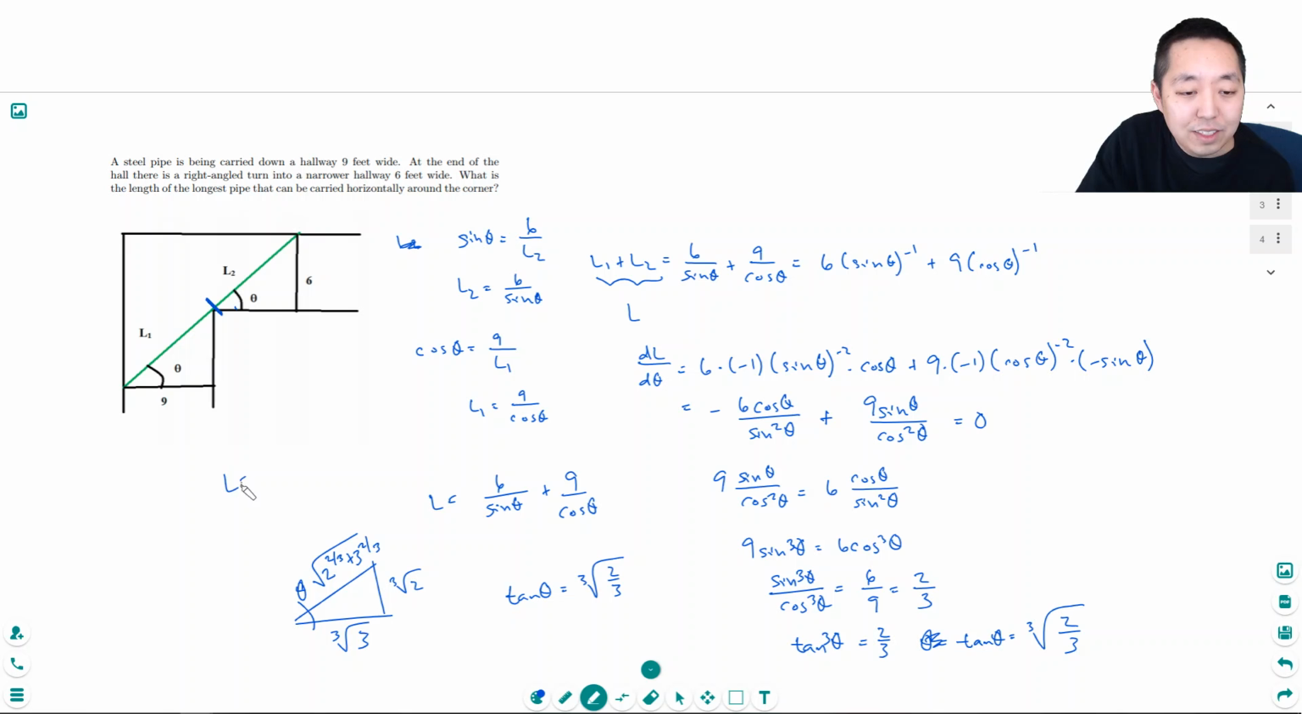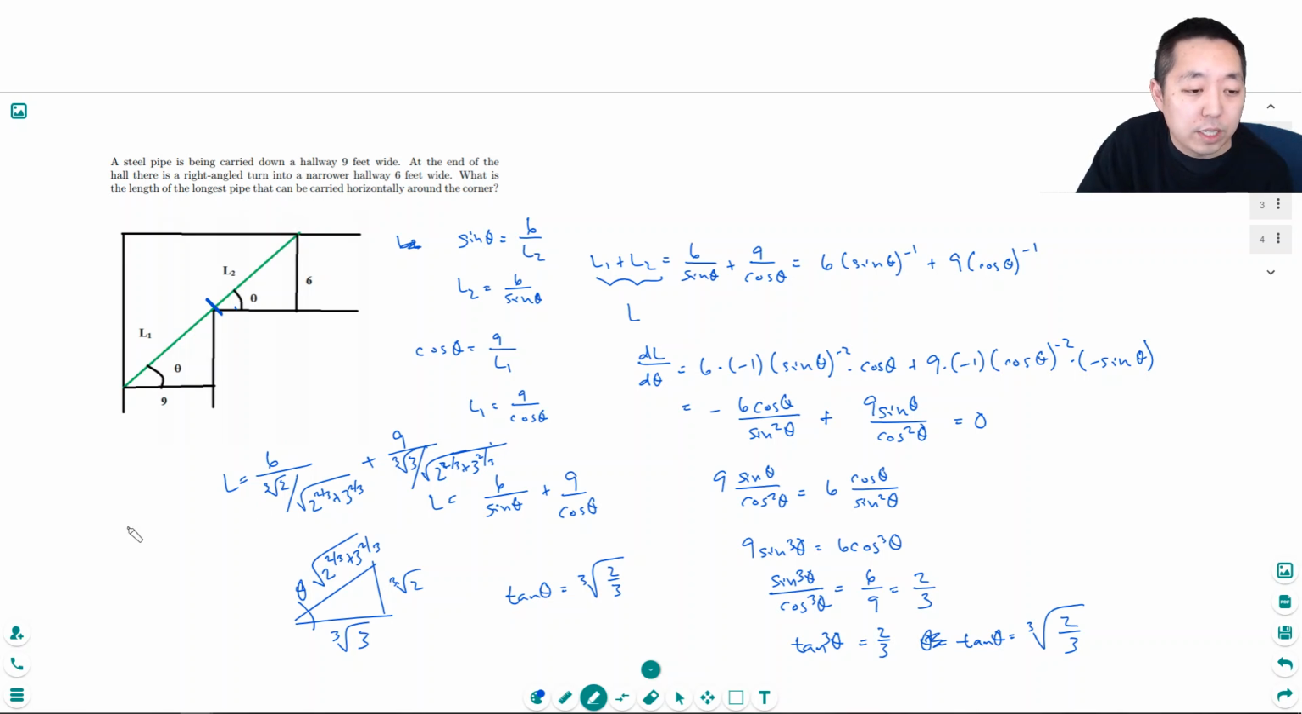So L is 6 over sine of theta. Sine would be opposite over hypotenuse, so it'd be cube root of 2 divided by the square root of 2 to the 2/3 plus 3 to the 2/3, plus 9 over cosine of theta, which would be adjacent, cube root of 3, over the square root of 2 to the 2/3 plus 3 to the 2/3.